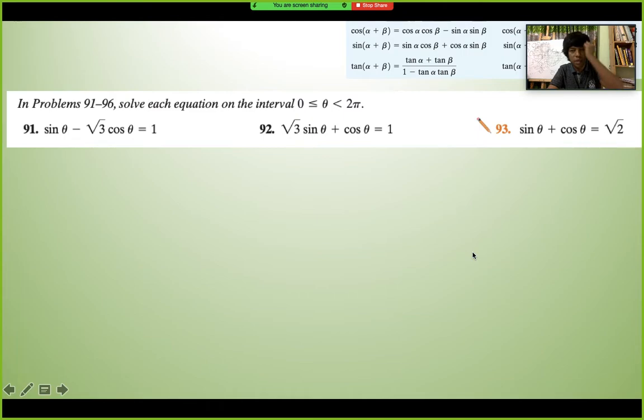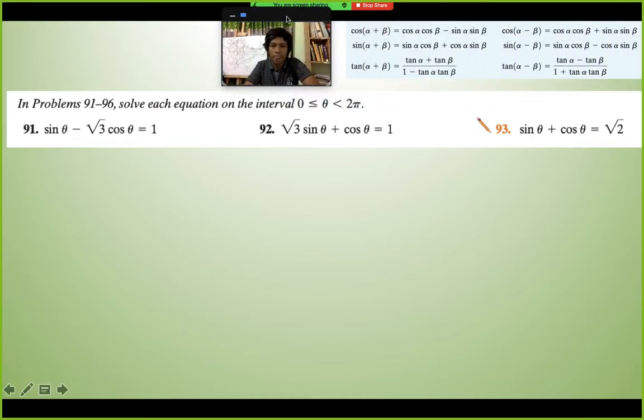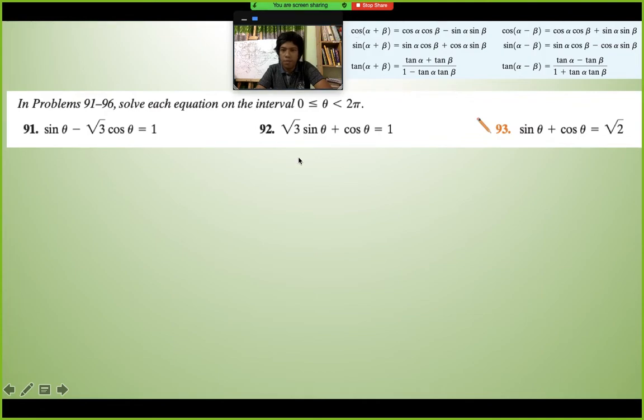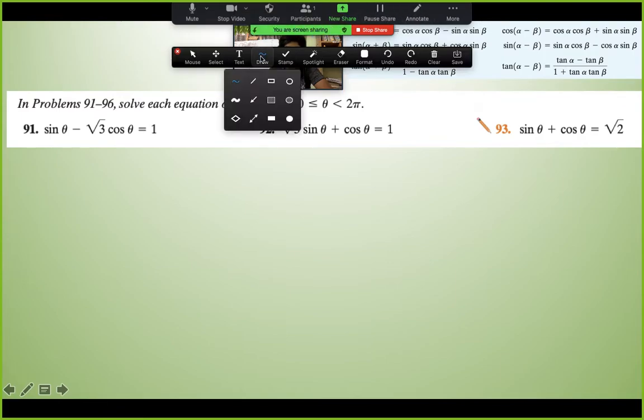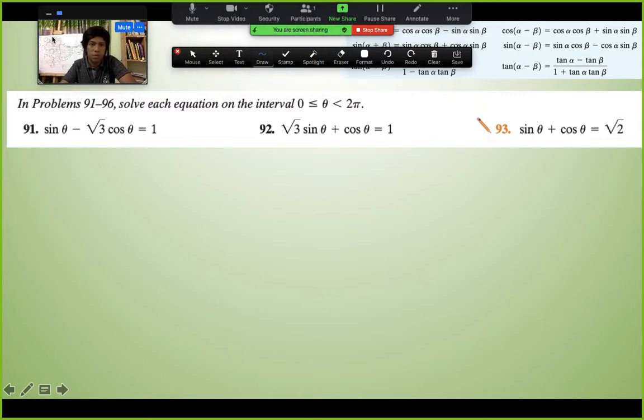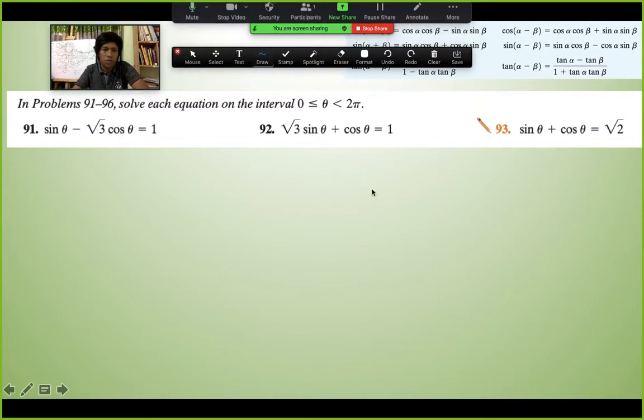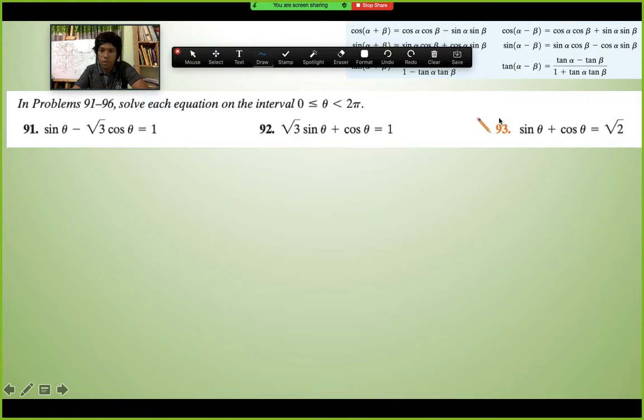So here we have a couple of problems from our book, and then let's try to solve one from here. We can solve some in our class also. So let's try to solve this problem, number 93 here.